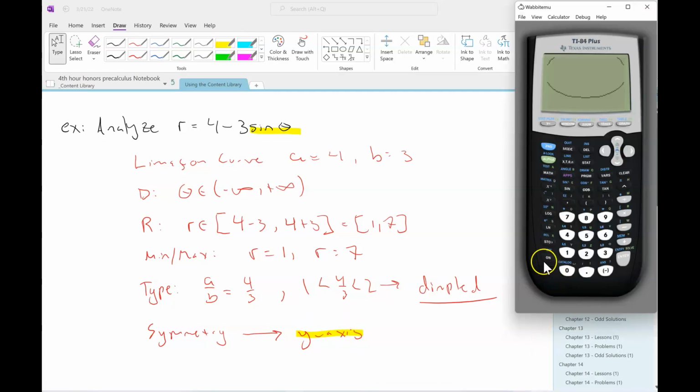And we could confirm all of this if we like by looking at the picture. 4 minus 3 sine theta. I guess some is a little bit off the screen, but there's my dimply doodad.